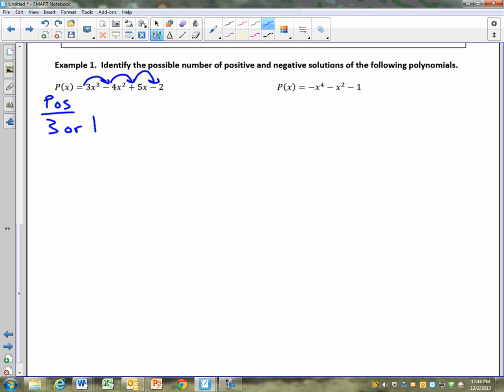Now, here's the deal. Question. Subtracting 2, good question. It will always be less by a factor of 2. So let's say you had a big polynomial and there were 9 sign changes. That means the number of positive real roots is either going to be 9 or 7 or 5 or 3 or 1. So 9 minus 2, 9 minus 4, 9 minus 6, 9 minus 8. So less by a factor of 2. Question.